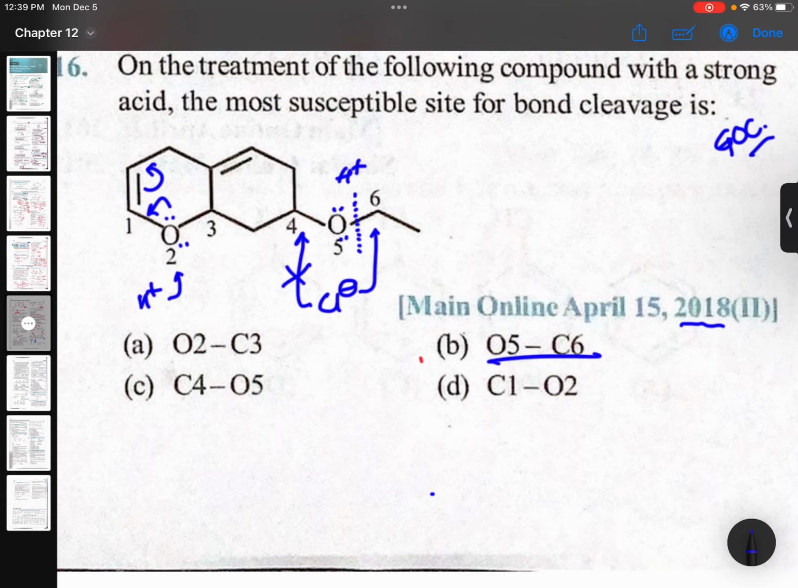So, 5 and 6. 5th is the oxygen atom, 6th is the carbon atom. That means the numbers they have mentioned: 5th number notation is oxygen and 6th is carbon.